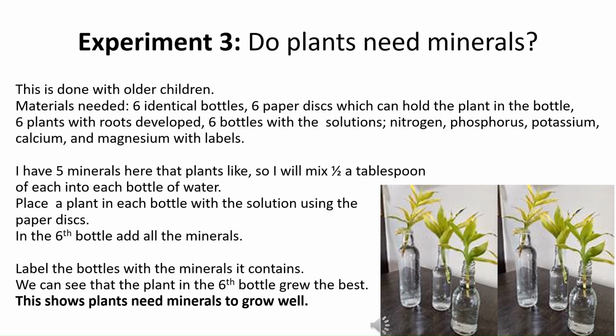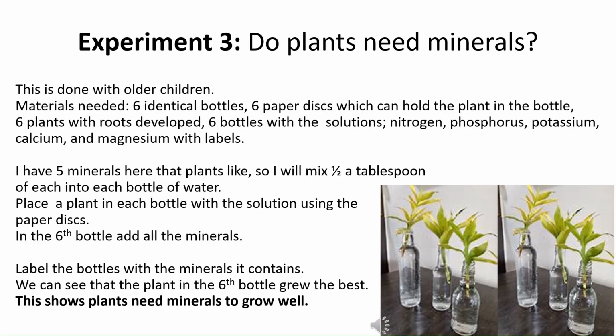And here I have 5 minerals that the plants like. So I will mix half a tablespoon of each into each bottle of water. Place the plant in each bottle with a solution using the paper discs. In the 6th bottle, add all the minerals. Label the bottles with the minerals it contains.